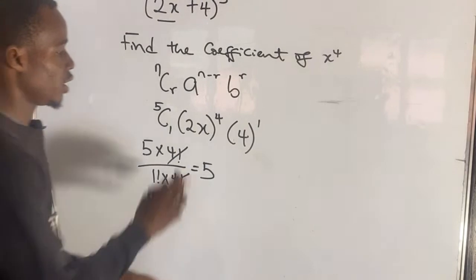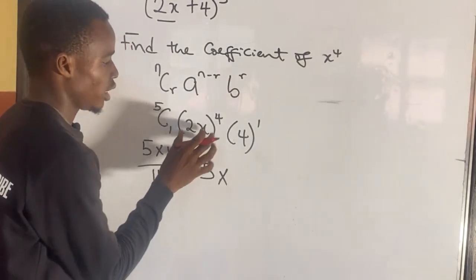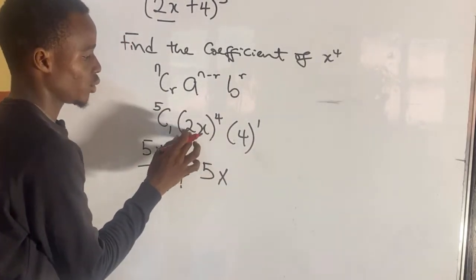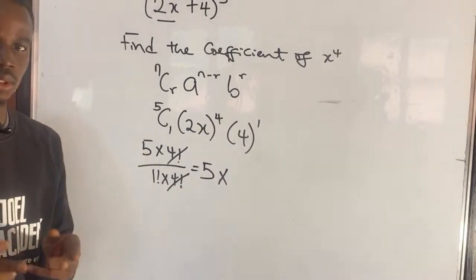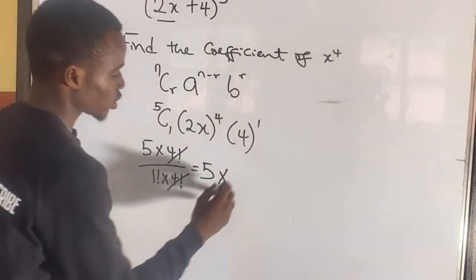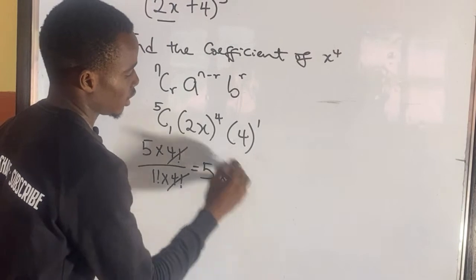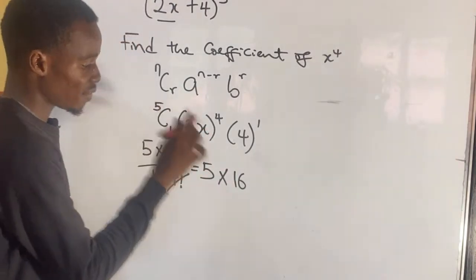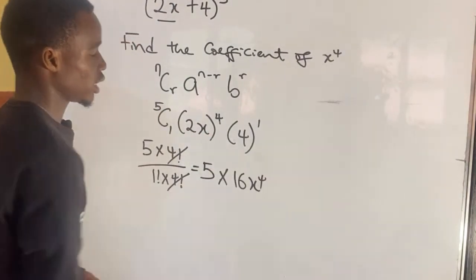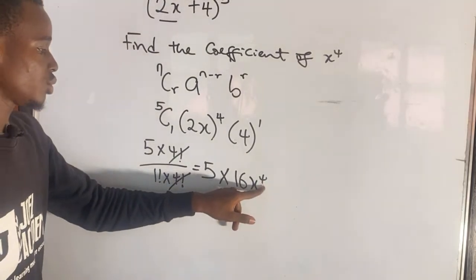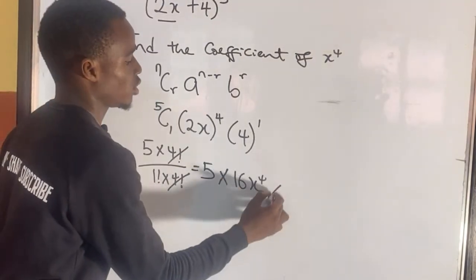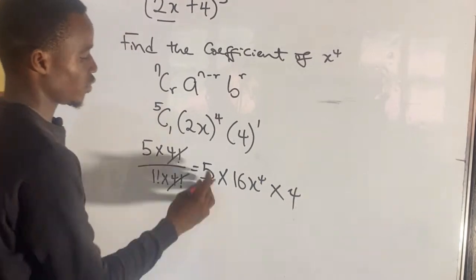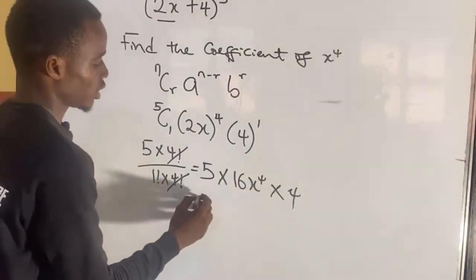So we have 5. Now don't forget, 4 is affecting everything in the bracket. So we have 2 raised to power 4. 2 times 2 times 2 times 2. That gives us what? 16. Don't forget x raised to power 4. It's a simple, careless mistake people make. x raised to power 4. Then 4 raised to power 1 gives us 4. So 5 times 4, 20. 20 times 16, it gives us what?